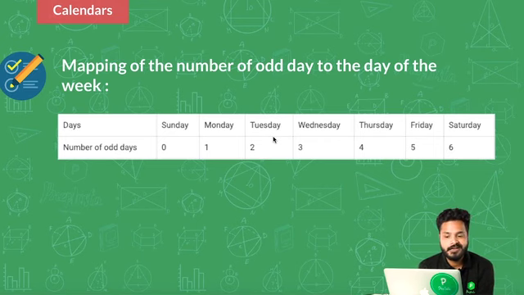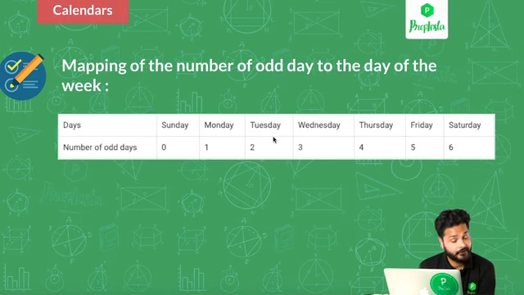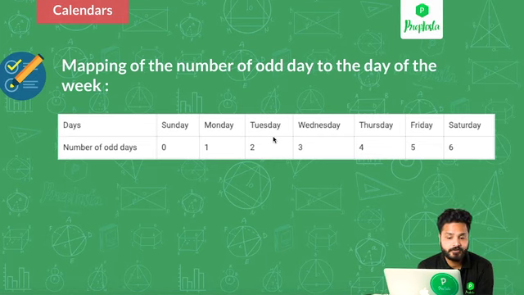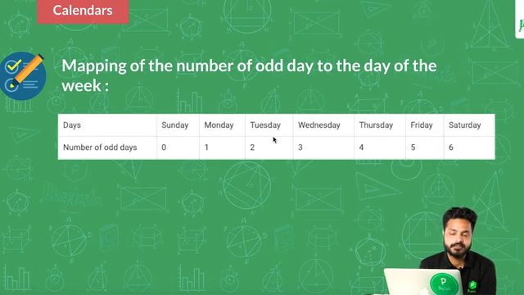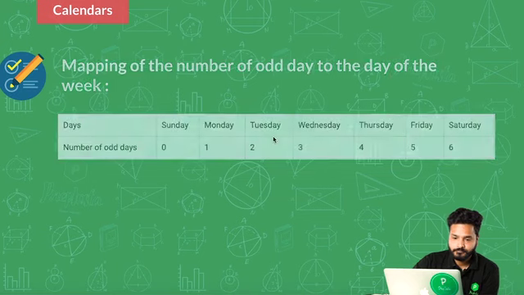If the number of odd days is 4, I'll say it's a Thursday. So it starts, if the number of odd days is 0, the day will be Sunday. If it is 6, the day will be Saturday. Please take a note of this table. This will be very important once we start solving questions on calendars.